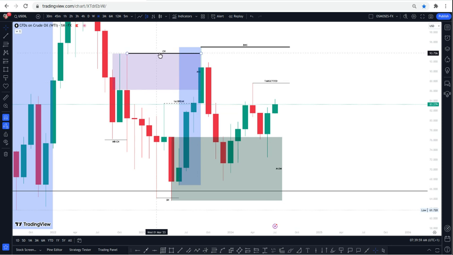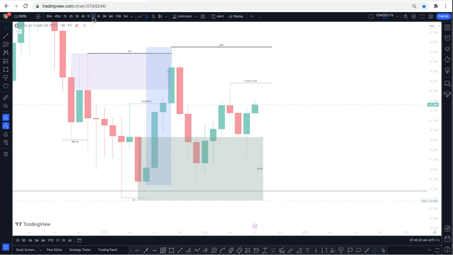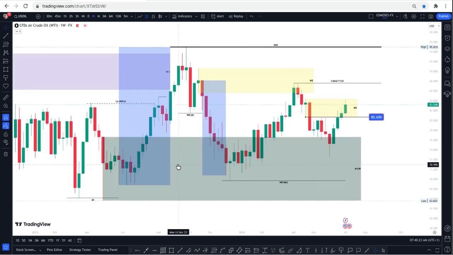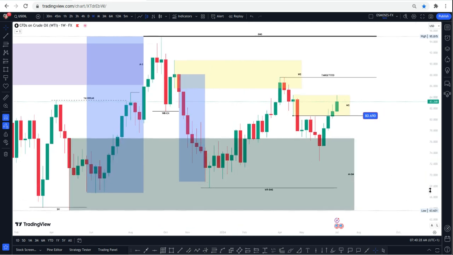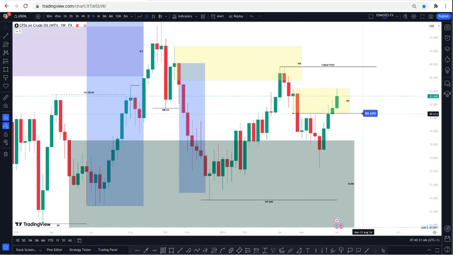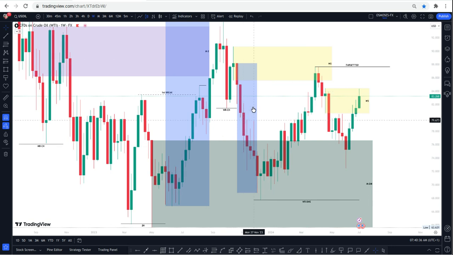Then this is my major change of character. Price came back to my demand. So when price gets into my demand, we have a reaction. So let's see if we have a confirmation entry here. This is a 3 candle, which is stronger candle impulsive. So I feel this is a lower time frame entry. So let's go down to weekly and see what happens here. Okay, so in here, this is a retracement though.